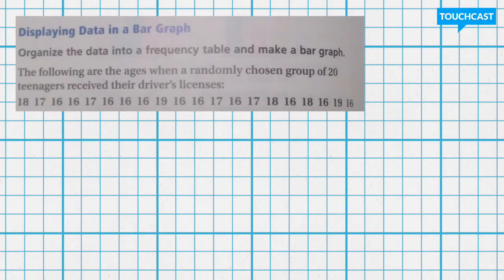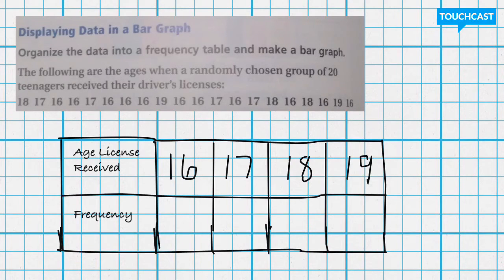So let's look at our first example, displaying data in a bar graph. We need to first organize the data into a frequency table and then make a bar graph. The following are ages when a randomly chosen group of 20 teenagers received their driver's licenses. So we're going to make a frequency table for each of the ages that appears in this list. I only see 4 different ages that appear, which are 16, 17, 18, and 19. So let's start by making that table.